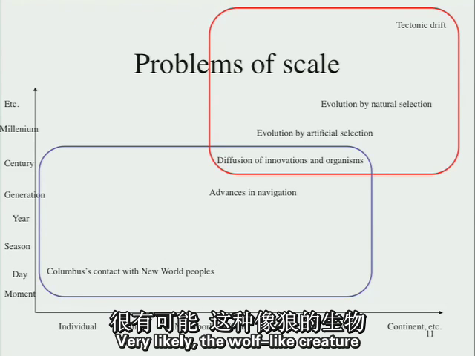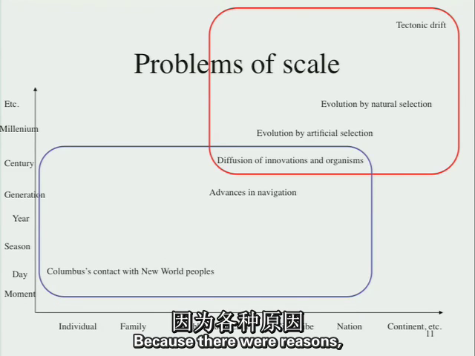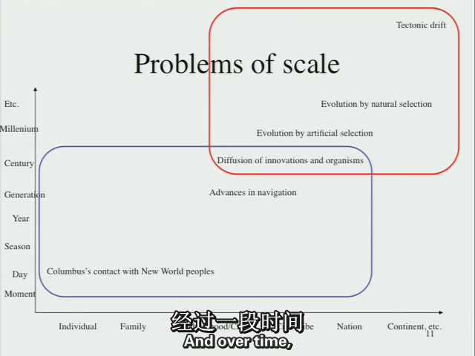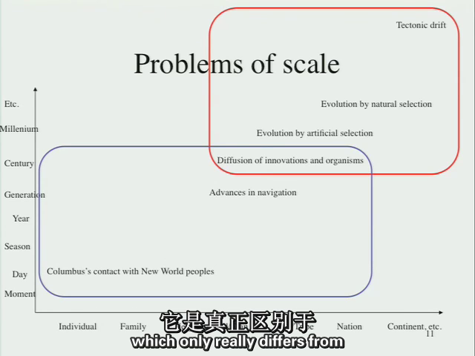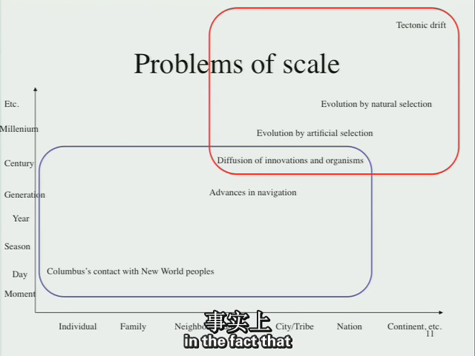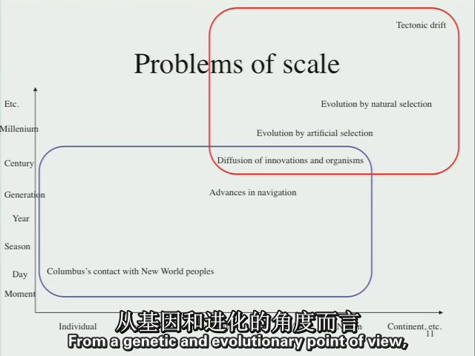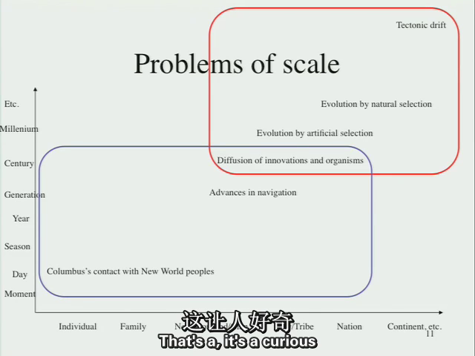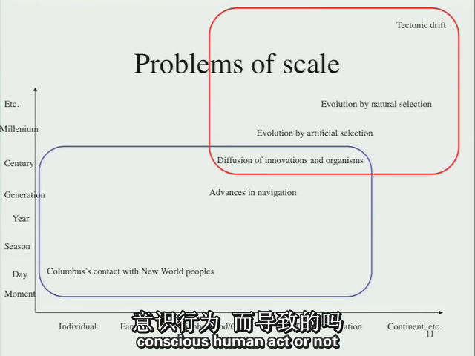No. Very likely, the wolf-like creature started following the humans because there were reasons. There was food, for instance. There was extra food. And over time, you ended up with something that we call the dog, which only really differs from the wolf-like creature in the fact that it behaves differently with respect to humans, right? From a genetic evolutionary point of view, it's very similar to the wolf-like creature. So again, it's a curious question: is it really the result of some kind of conscious human act or not?